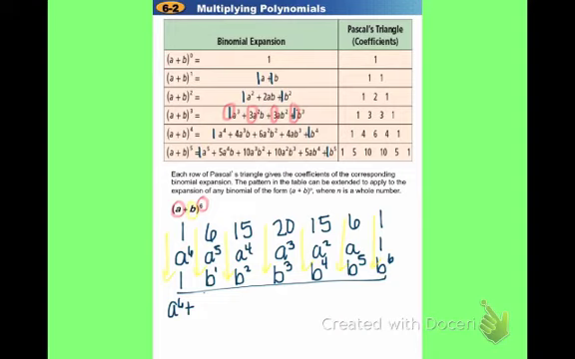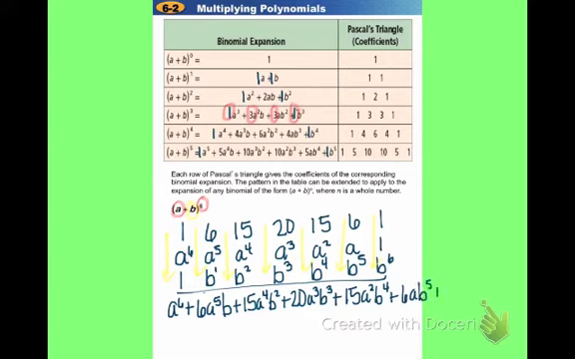The next column, 6 times a to the 5th times 1 is 6a to the 5th times b to the 1, which is b. Down the next column is 15a to the 4th b squared, then 20a cubed b cubed, 15a squared b to the 4th, then 6a b to the 5th, and finally b to the 6th power.